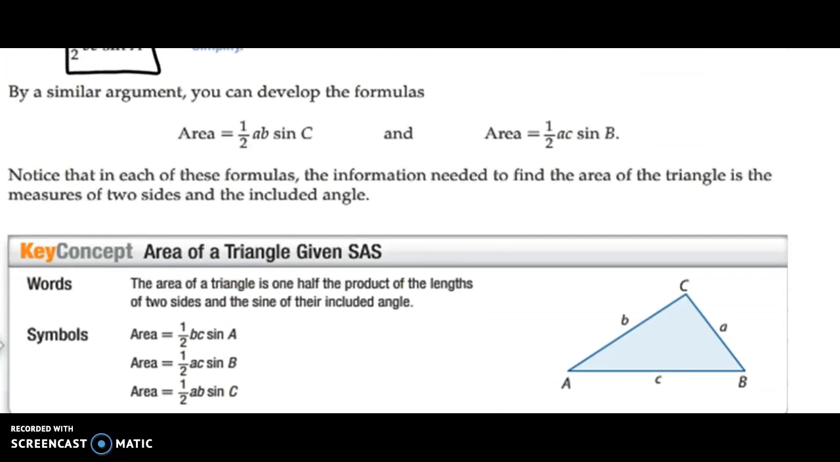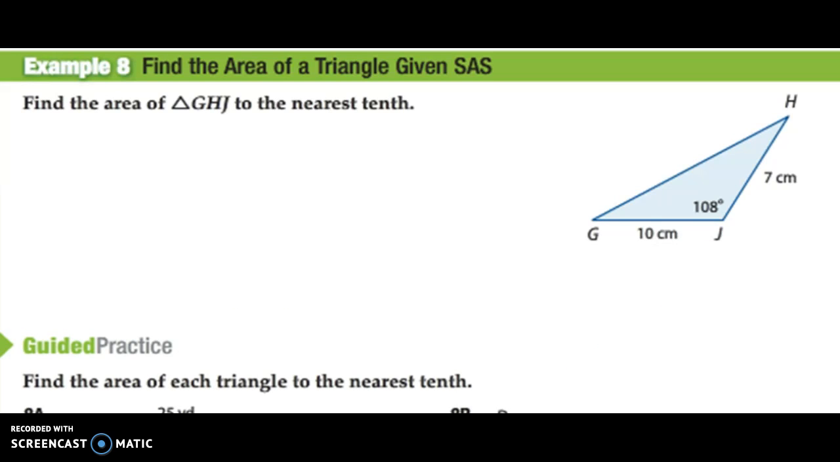Okay? So we end up getting this concept right here. If you know two sides and an angle, and the two sides are not across from the angle that you know, you can actually find the area of any triangle. So let's look at this one right here.